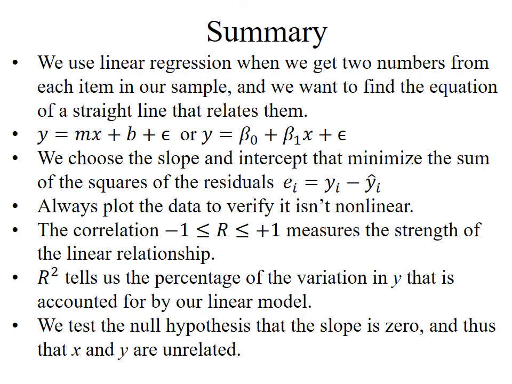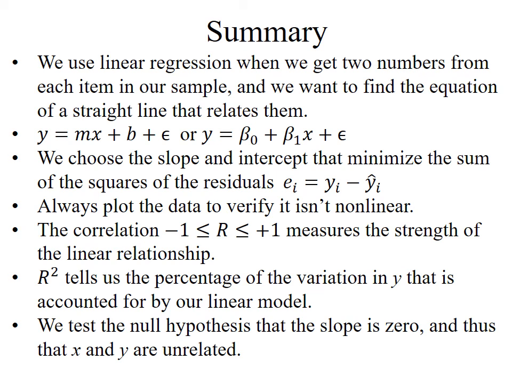All right, so to summarize, we use linear regression when we get at least 2 numbers from each item in our sample, and now I want to find the equation of a perfectly straight line that relates them. The assumption is that the x's and y's are related to each other based on a perfectly straight line plus normally distributed random stuff. In order to pick out the best slope and intercept, we choose the ones that minimize the sum of the squares of the residuals. That's our criterion for picking out the best slope and intercept.